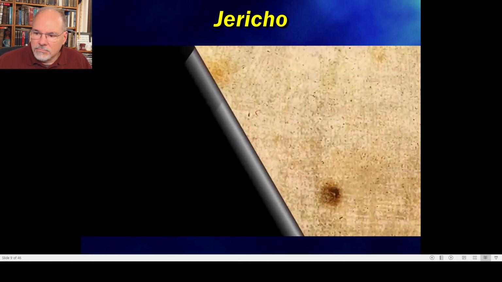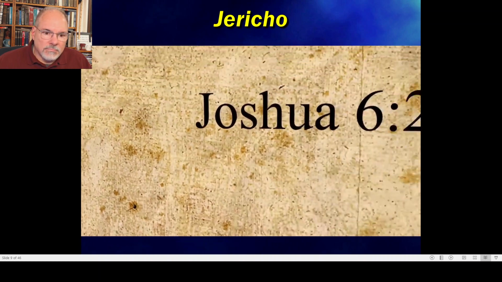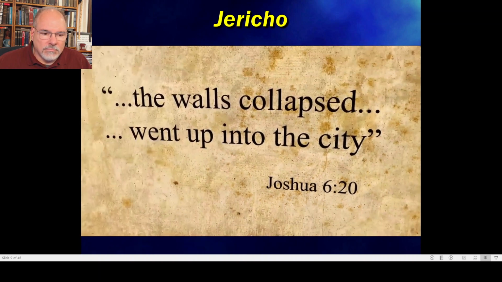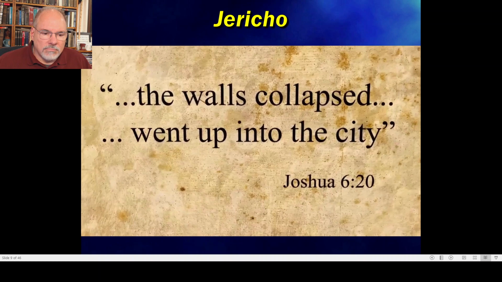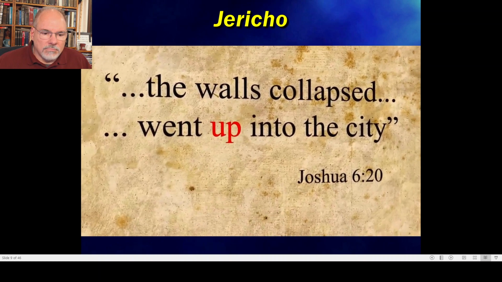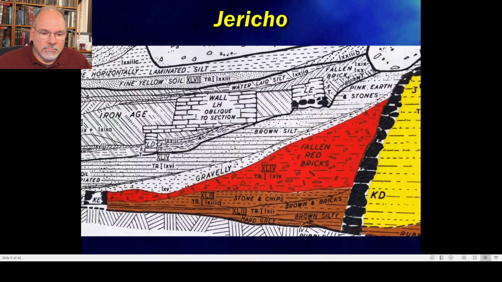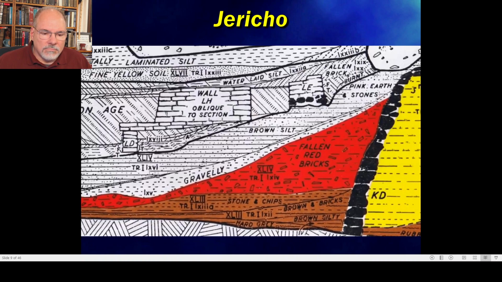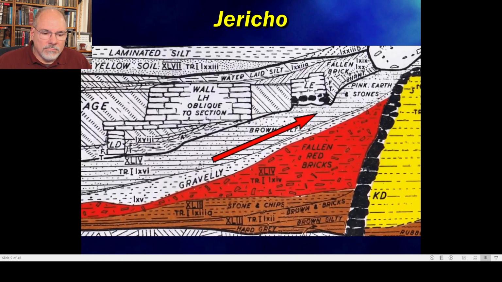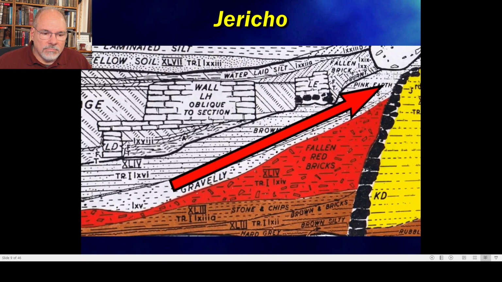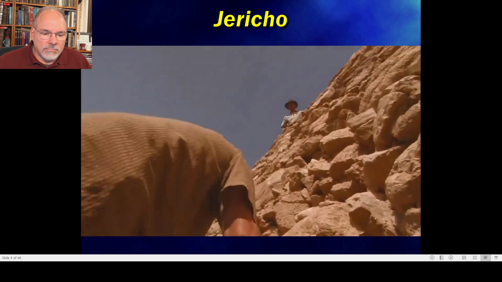Another interesting detail regarding the walls of Jericho is found in Joshua 6:20. It says that after the walls collapsed, the Israelites went up into the city. Kenyon's excavation report shows that the pile of fallen mud bricks could have been used as a ramp by the charging Israelites. Because that would be a problem, wouldn't it?